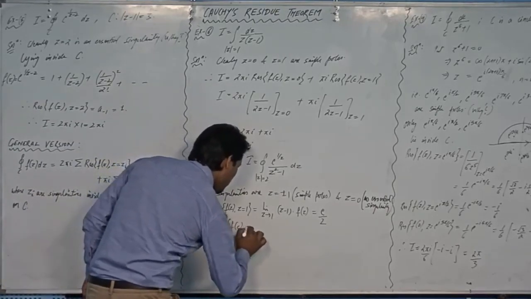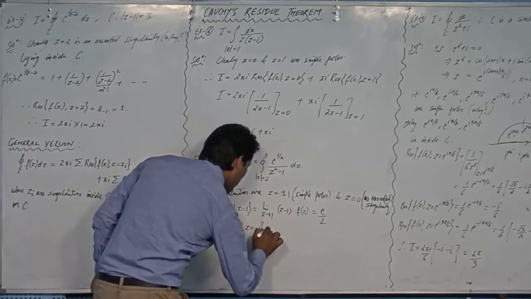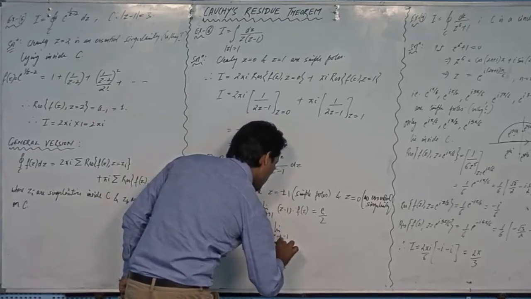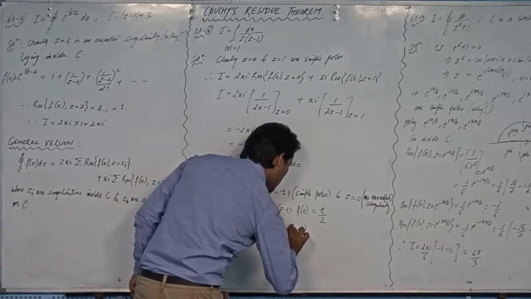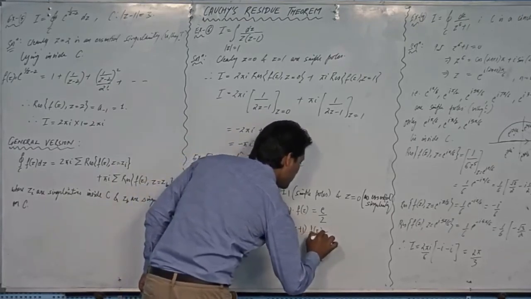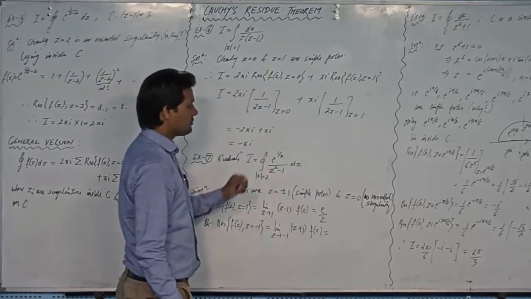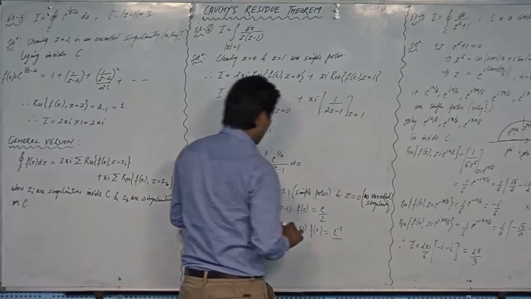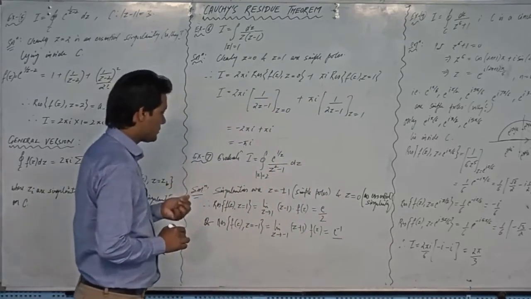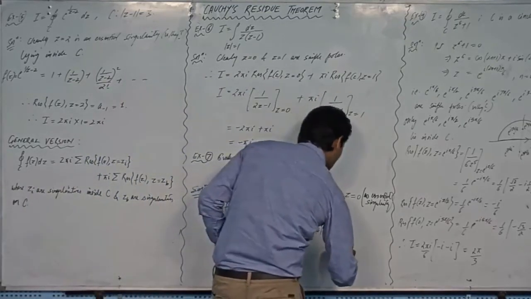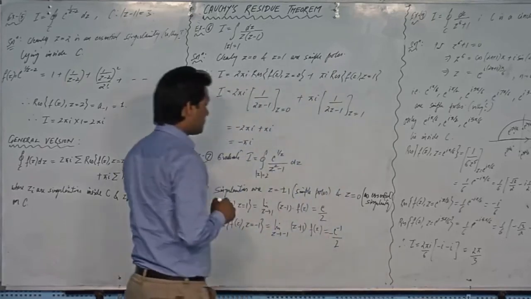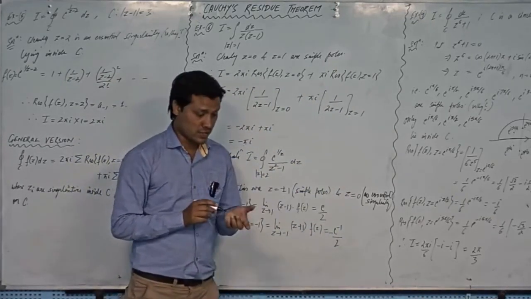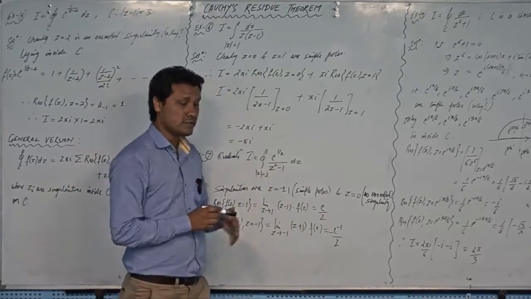And the residue of f(z) at z equal to minus 1 equals limit z tends to minus 1, z plus 1 this time multiplied by f(z). In that case z plus 1 will be cancelled and you will plug in minus 1: e to the power minus 1 over, and the denominator will have z minus 1, so that will become minus 2. Now the remaining singularity is z equal to 0, and for that I have to expand it, right?